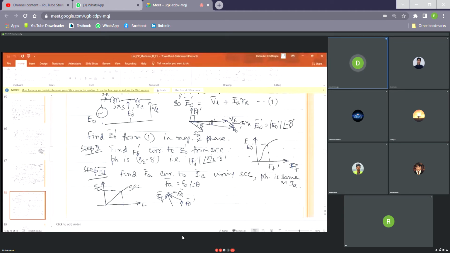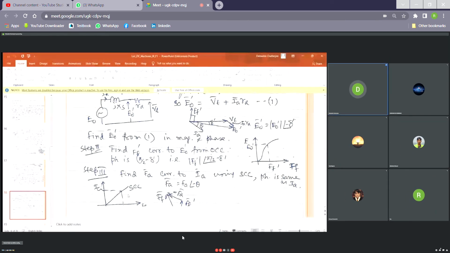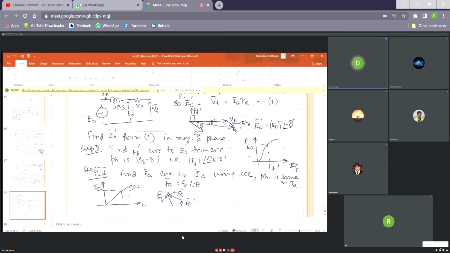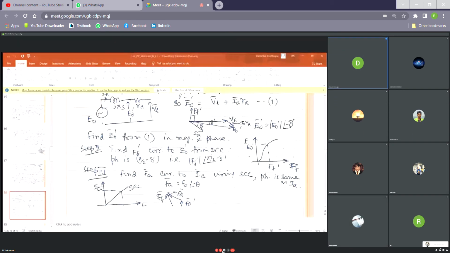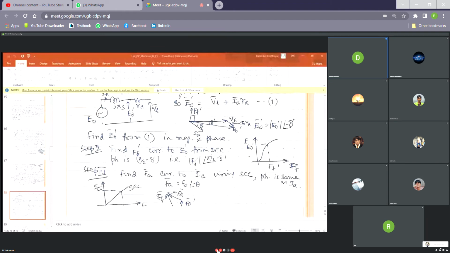Now in step three, you have the short circuit characteristics. So what is the short circuit characteristic actually? It is IA versus E0. Just a minute, someone is... Right. So it is IA versus E0.